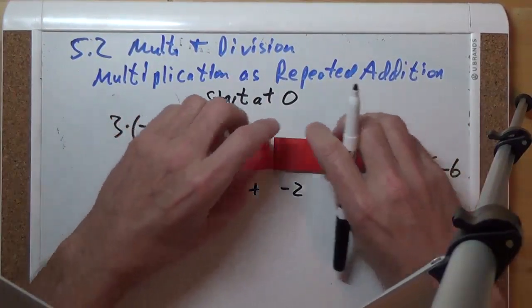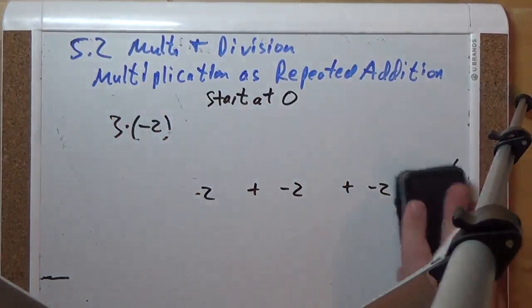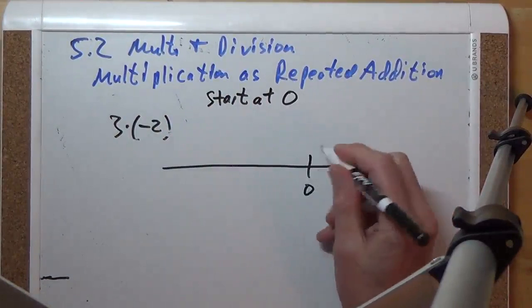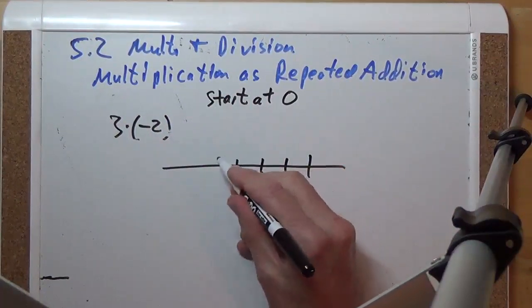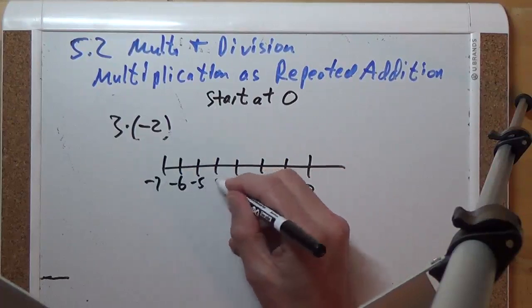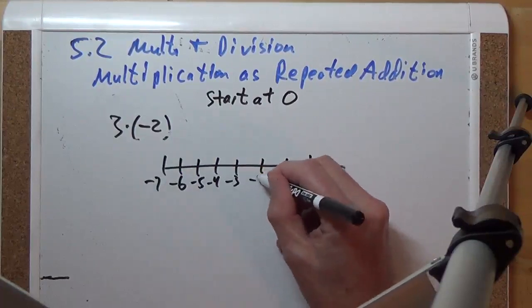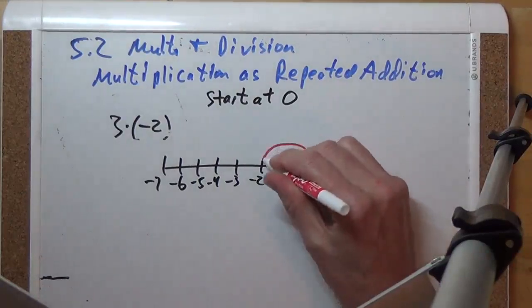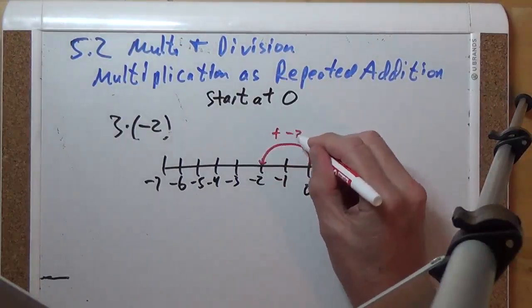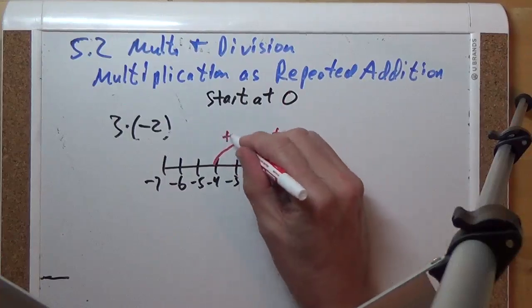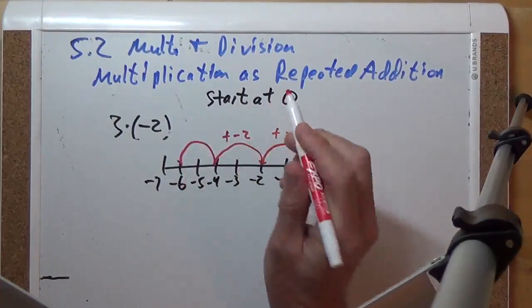So we tie that to our number line then. Starting at 0, we know if we add a negative 2, we're moving 2 units to the left. Do that 3 times, and we end up at negative 6.